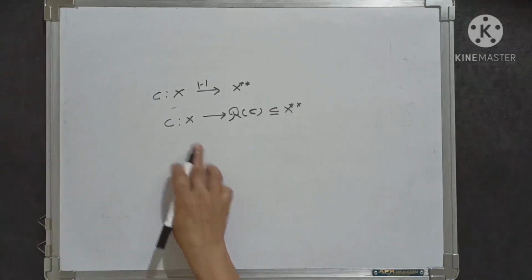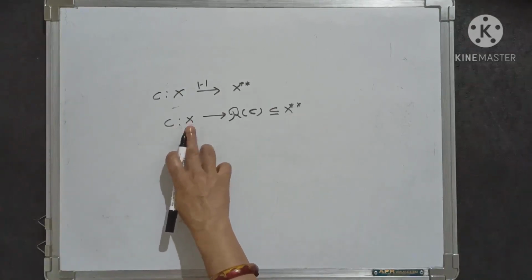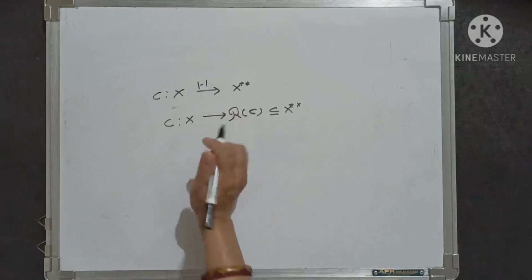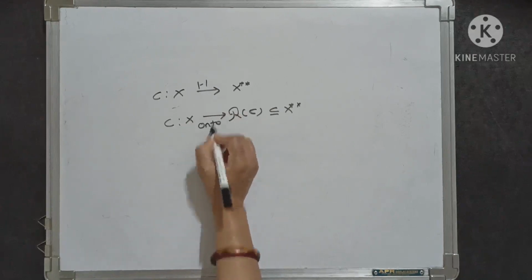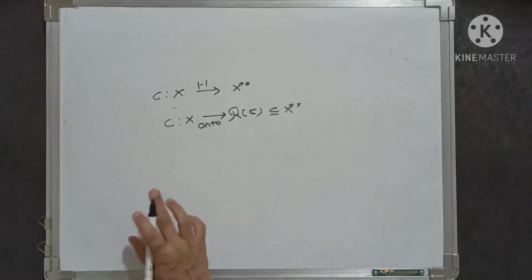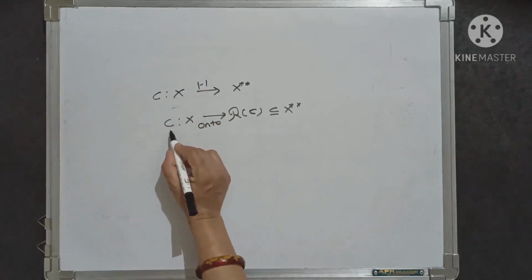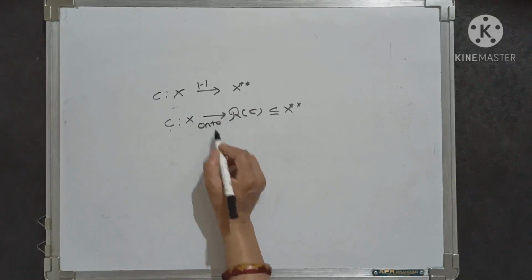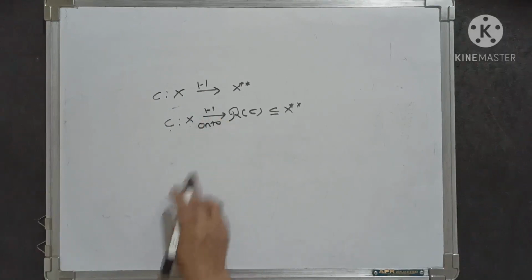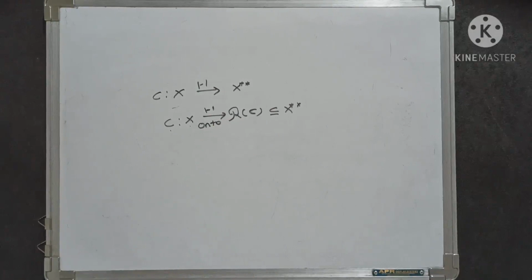Here we observe that the mapping C, which is from X to its range, is always an onto map. And as earlier we proved that the mapping is 1-1, therefore the mapping C, from X to script R of C, becomes both 1-1 and onto, and that means the mapping C is the canonical mapping from X to script R of C. It is a bijective mapping. Now we prove that C is structure preserving.